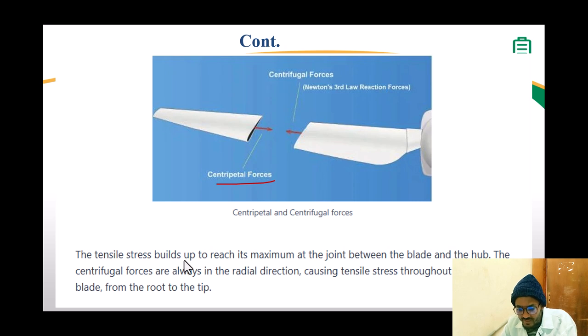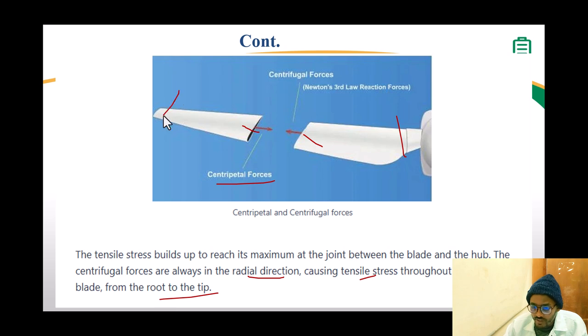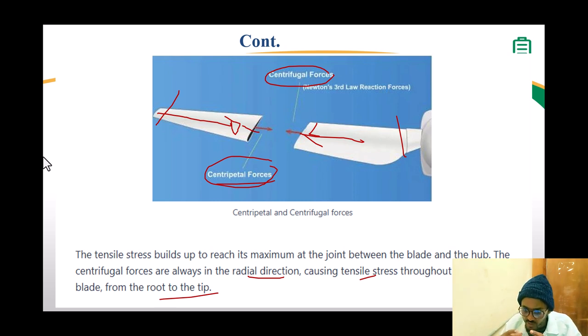So the tensile stress is at its maximum, assumed between the blade and the hub, this one and this one, right? The centrifugal forces are always in the radial direction, causing tensile stress throughout the whole blade from the root to the tip. This one is the root, we have the tip, so here we have centripetal forces, here we have centrifugal forces. This one is from the blade, right? This one is from the hub. So what's happening here is a tensile stress between these two things.